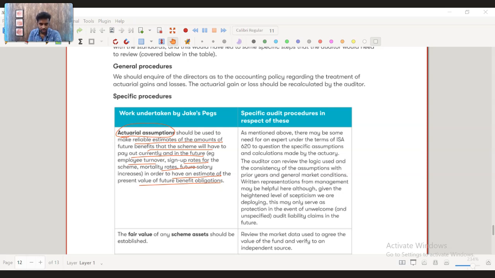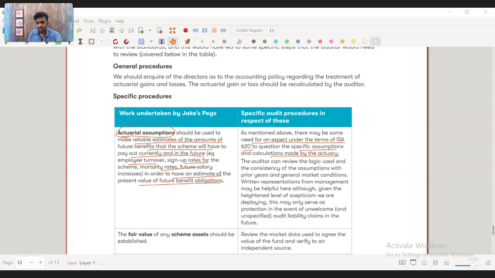Employee turnover. What if the employee actually resigns? Have you considered that? What is the amount you have considered, etc. So all these actuarial assumptions, as I told you, we can hire an expert. As mentioned, there may be some need for an expert under ISA 620 to review the specific assumptions and calculations made by the actuary, because it's not the auditor's expertise. The auditor is not someone who does this actuarial valuation. So the auditor can hire an expert.